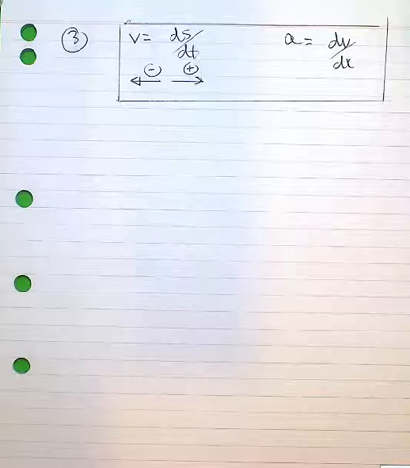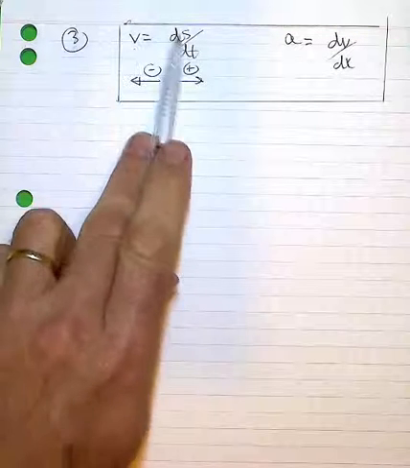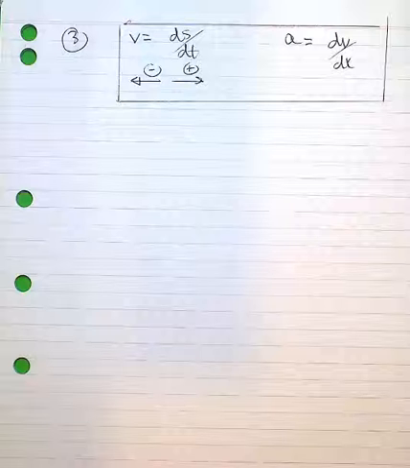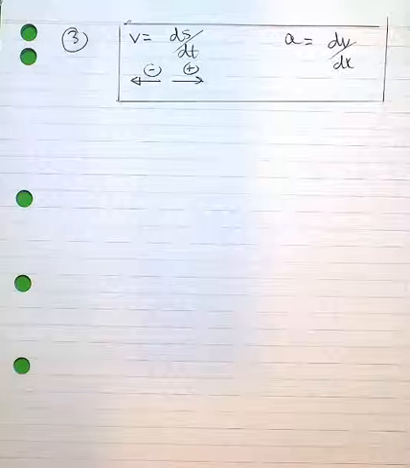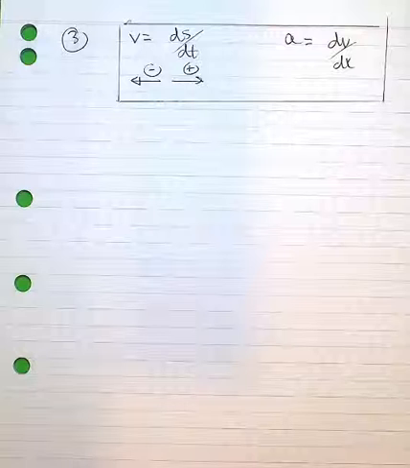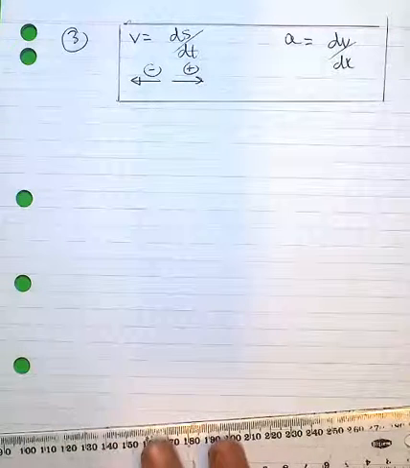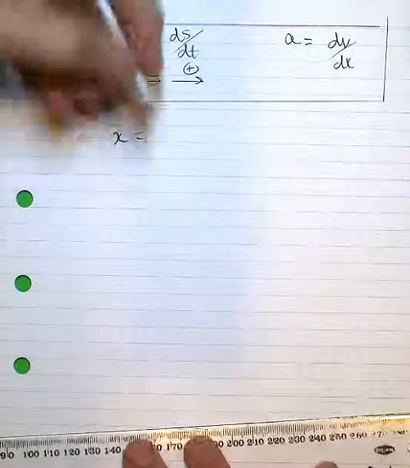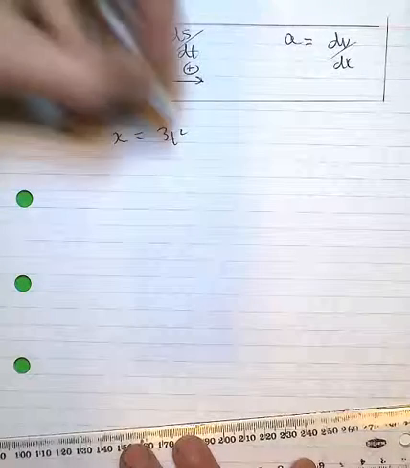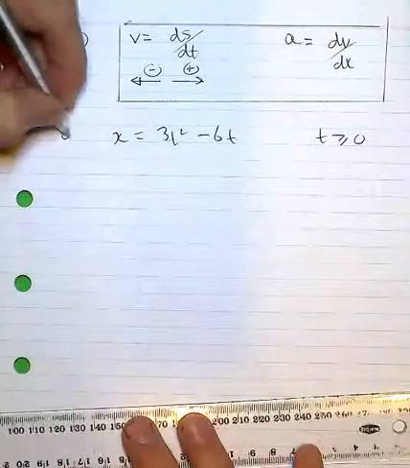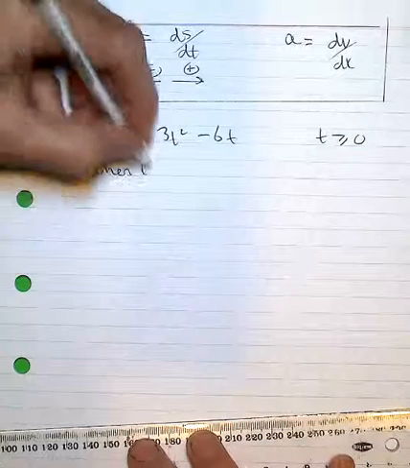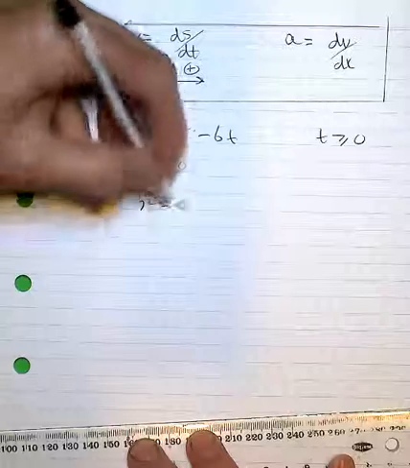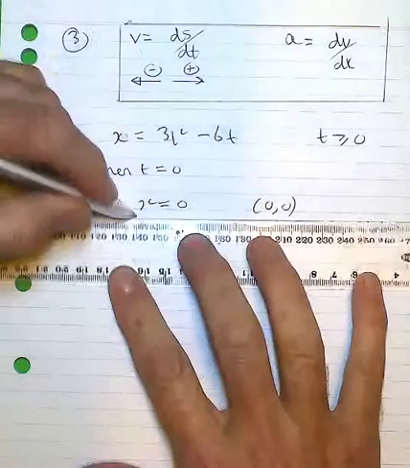Before starting, just remember that velocity is the rate of change of displacement per time, and acceleration, the rate of change per time of velocity. Now, when we consider the function x, or s if you like, x is equal to 3t squared minus 6t, and you're told t is greater than or equal to 0. Initial position is when t is equal to 0, x is equal to 0, or the origin.